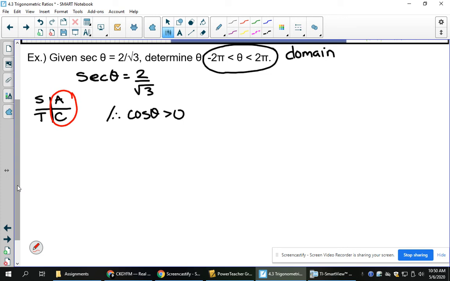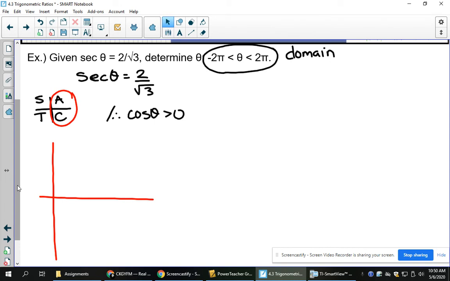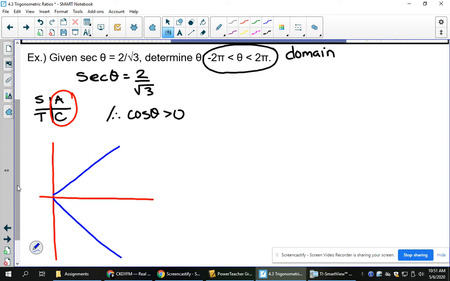Let's go ahead and draw those quadrants. Let's put a terminal arm in each quadrant. Let's draw the rest of the triangle in each quadrant. Let's put our reference angles in each quadrant. And let's figure out the sides.